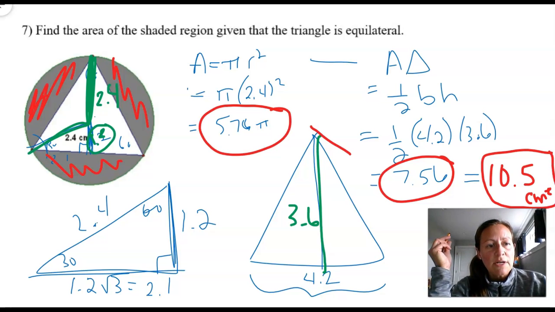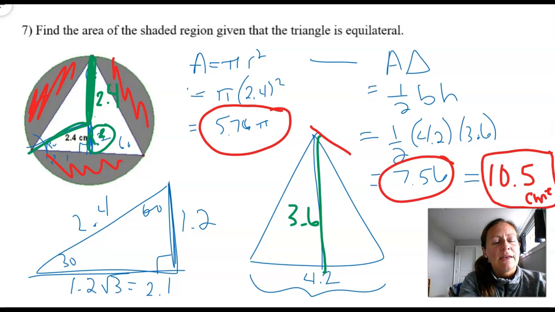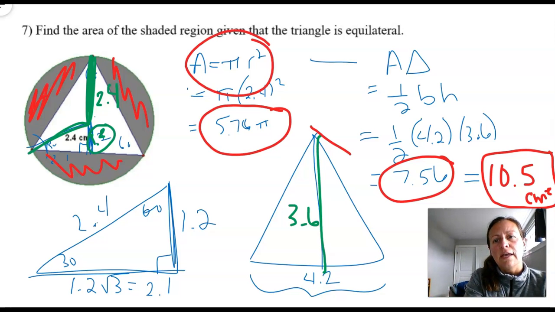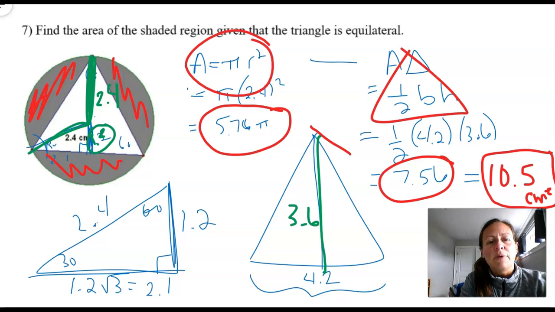So there's a couple things going on in this problem, quite a few. We had to recognize the shaded region as a circle minus a triangle, and we know the two different formulas for circle and triangle, but we then had to calculate the base and height of the big triangle by breaking it into an even smaller triangle and using 30, 60, 90s. So it's pretty complex.